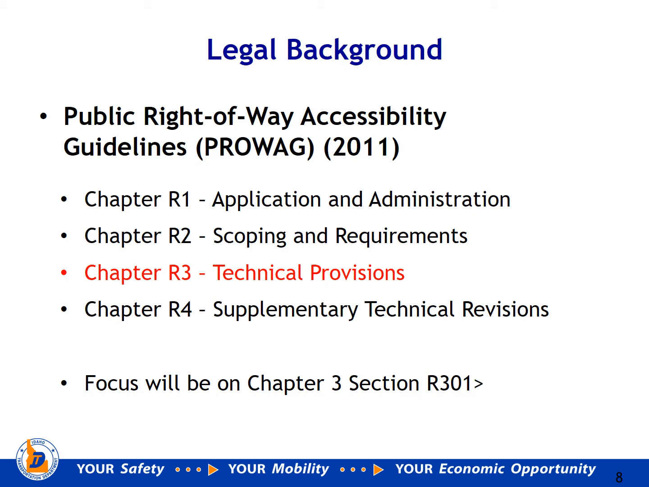The material presented in this training is derived primarily from the Public Right-of-Way Accessibility Guidelines, or PROWAG. The PROWAG contains 4 chapters. Our focus will be on Chapter R3, specifically Section R301, which pertains to the pedestrian access route. Please note that there is much more detail in the PROWAG than we are able to cover in this training. In addition to this training, it is suggested that entities become intimately familiar with Title II of the ADA, the Department of Justice implementation of regulations 28 CFR Part 35, and the PROWAG in an effort to plan, design, construct, and maintain accessible facilities.